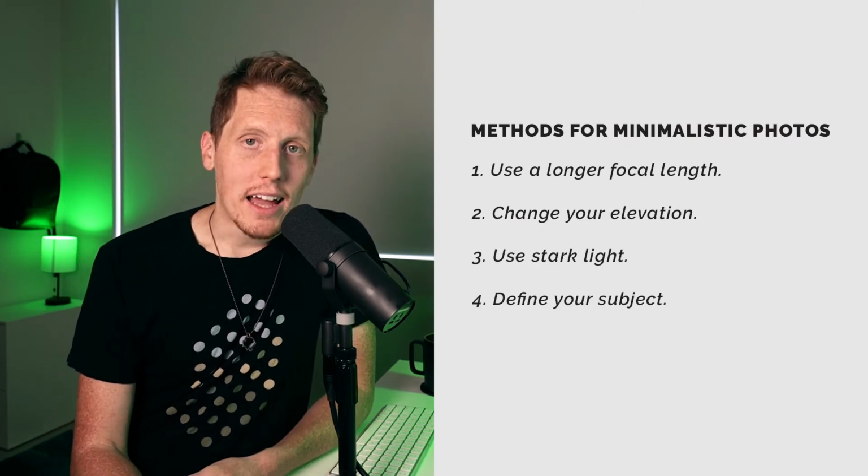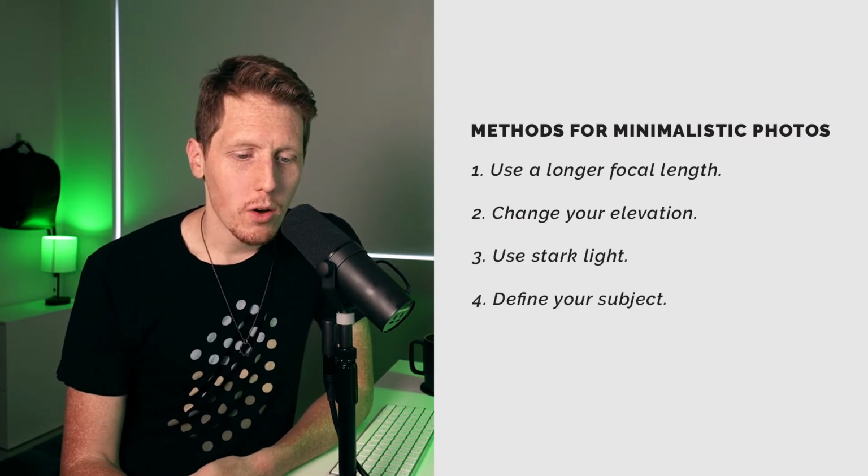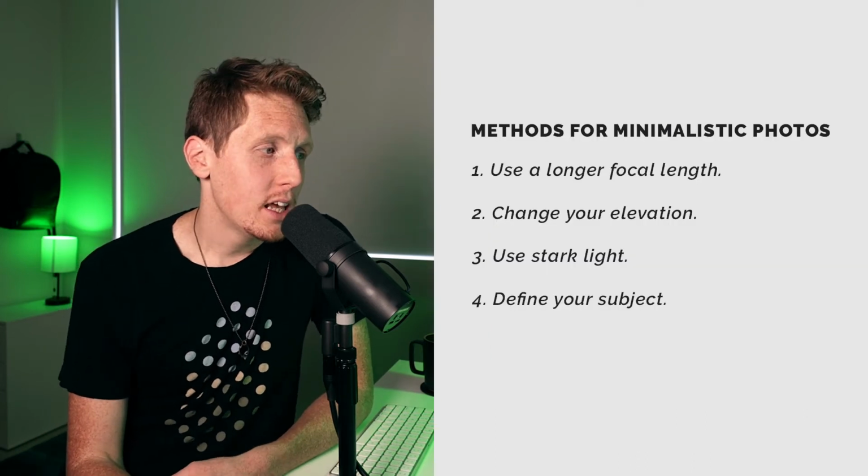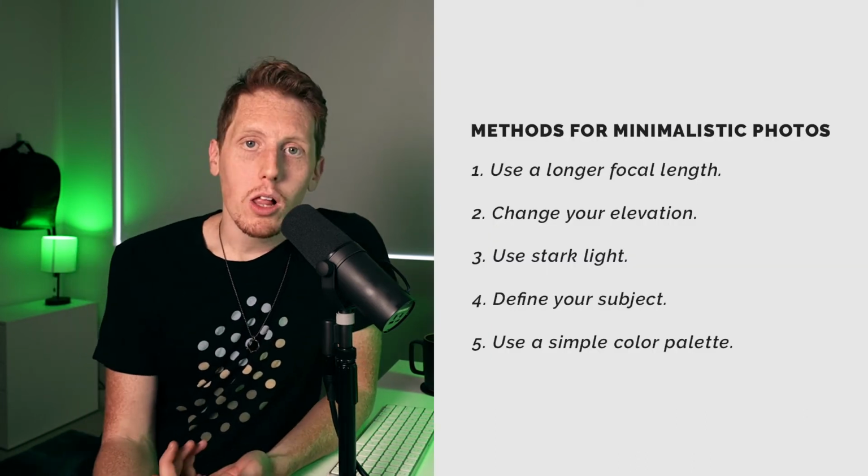Another thing is a clear defined subject. And so if you have a lack of complexity in the scene and a clear defined subject, you're on your way to creating a very well-rounded minimalistic photo. And then another thing is a simple color palette, which I think is a pretty obvious one. And the extreme of this is actually making your photo black and white.